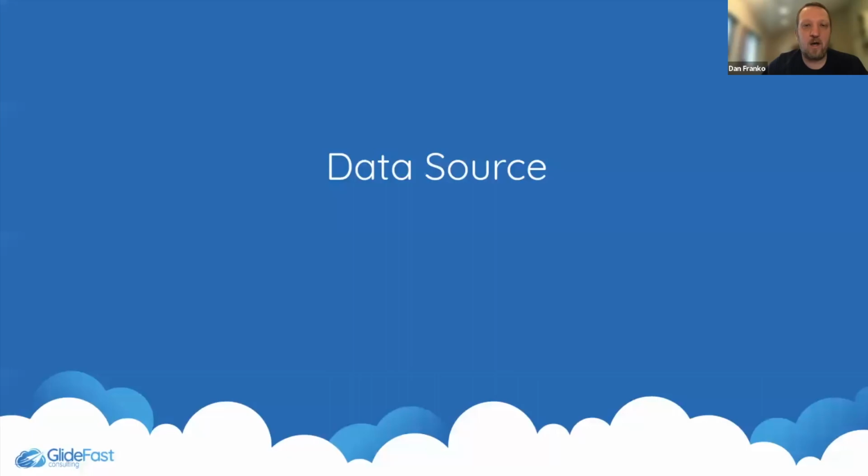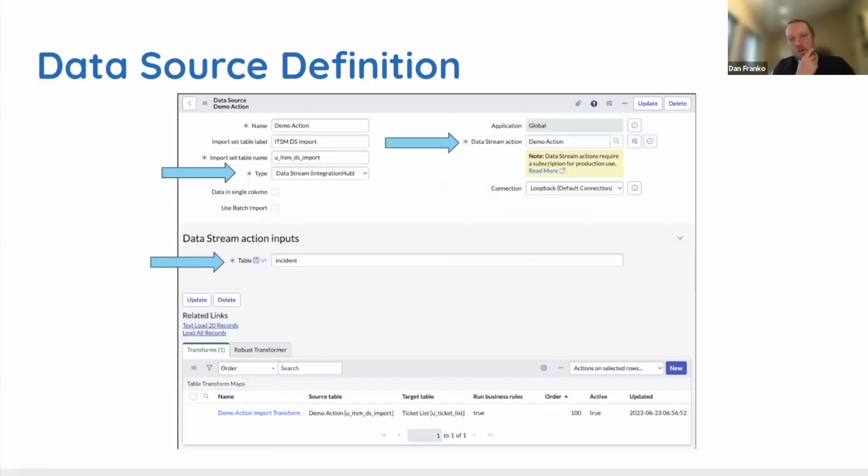And then how to use it. One of the primary ways to use it is to set up a data source. I've highlighted some of the important attributes here, but basically you're going to name it, and give it import set, label and table. And then the important parts are you're going to have this option here that says data stream type, Integration Hub, and then your data stream action. One thing of note is that it won't show up until you publish that action. So you've got to make sure you publish it.